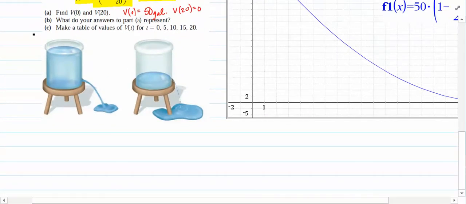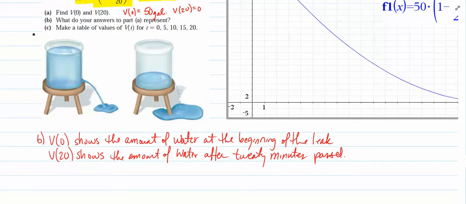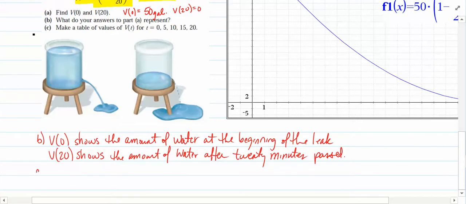Part B, what do your answers in Part A represent? Well, clearly they mean the amount of water that was in the tank at the beginning, when 0 minutes have passed, and then the amount of water that's left at the end after 20 minutes have passed. So written out, we might say something like this. For part B, we would answer V of 0 shows the amount of water in the tank at the beginning of the leak, so when it first starts to leak, and V of 20 shows the amount of water after 20 minutes have passed.